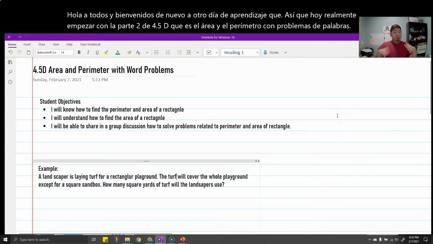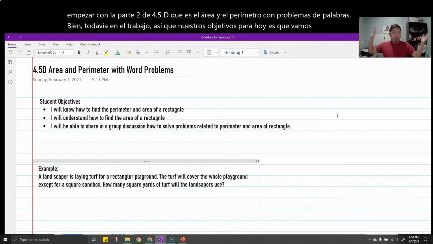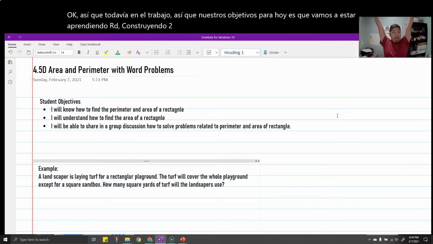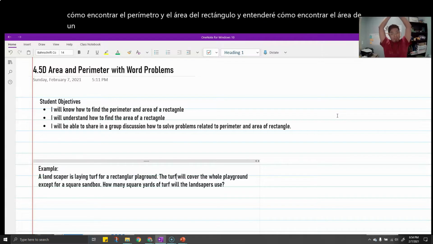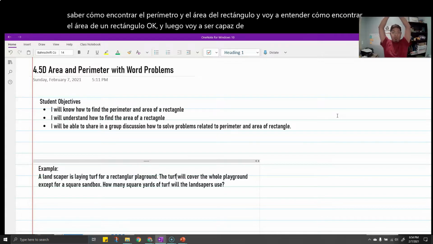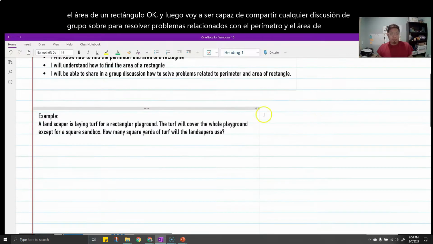Okay, so our objectives for today: we're going to be doing 2 examples. I will know how to find the perimeter and area of a rectangle, and I will understand how to find the area of a rectangle, okay? And then I'll be able to share in a group discussion how to solve the problems related to perimeter and area of a rectangle. So let's go ahead and do the first example.